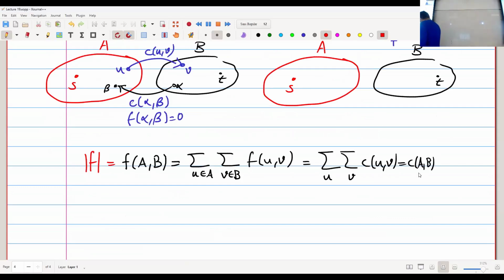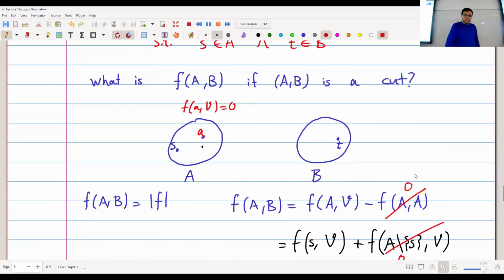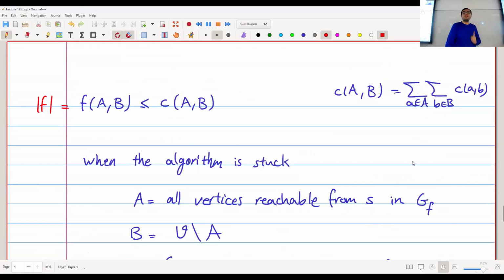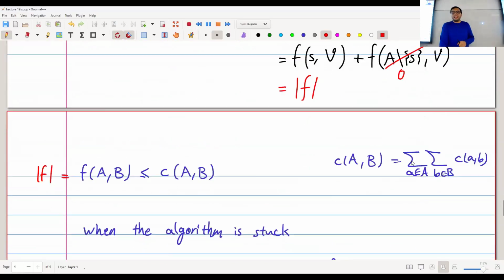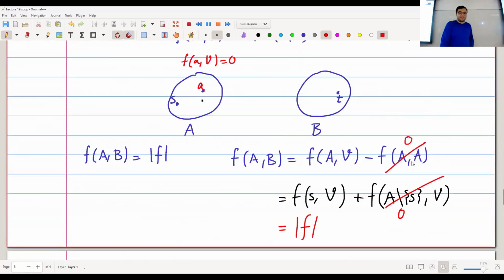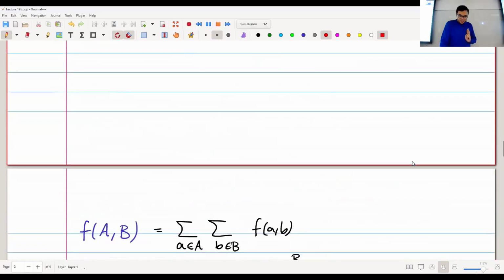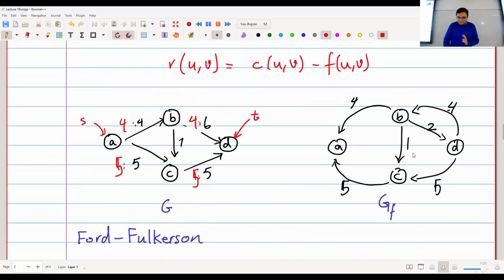Okay. But we have a problem. What is the problem? The problem is I said if this algorithm terminates, it will give you the optimal flow, right? But I was a little bit sketchy. I didn't prove that this algorithm terminates. Can this algorithm run forever? Well, it turns out the answer is yes. And you're going to Google it, and you're going to find an example where the algorithm runs forever.